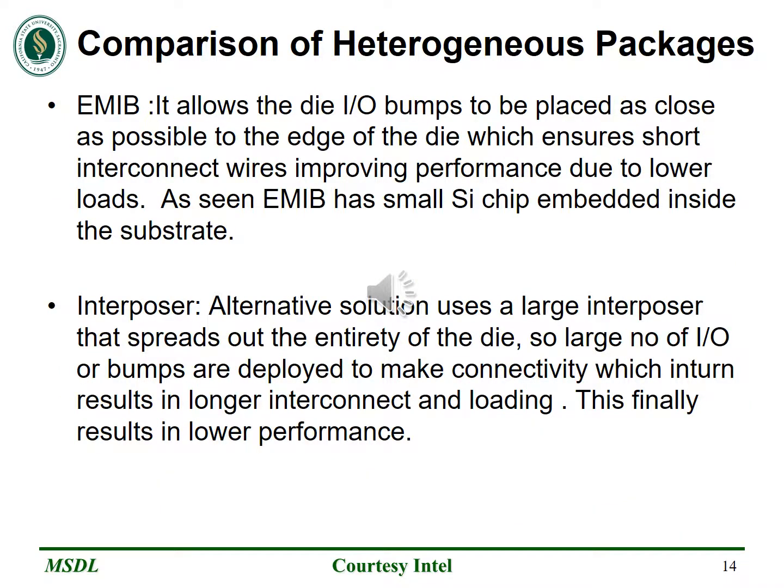EMIB allows the die IO bumps to be placed as close as possible to the edge of the die. We can clearly see in the image in the previous slide, which I have shown, there are short interconnect wires, and the short interconnect wires improve performance due to the lower loads. Coming to the interposer, it uses a large interposer that spreads out across the entire die. So a large number of IO bumps are deployed to make connectivity, which in turn results in a longer interconnect and loading. This finally results in low performance.